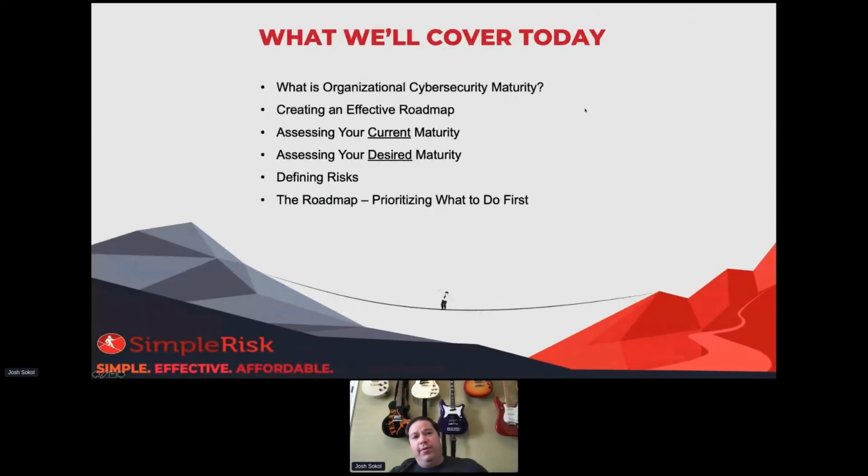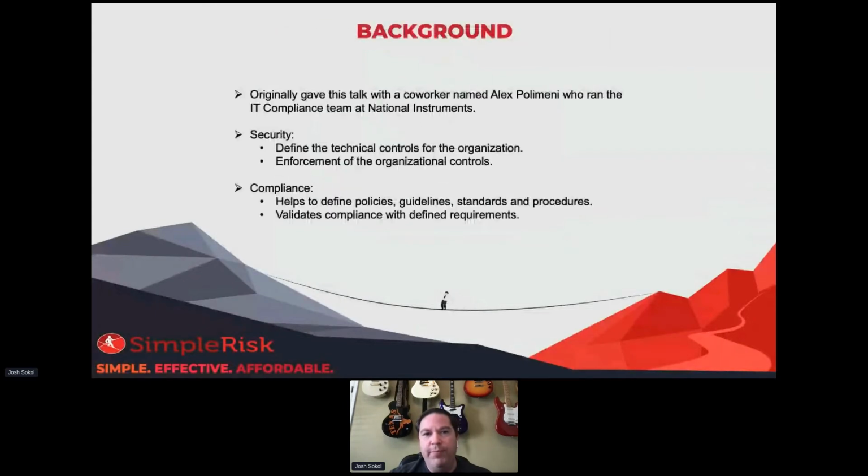In terms of what we're going to cover today, what's organizational cybersecurity maturity, how to create an effective roadmap. We'll talk about assessing current and desired maturity. We'll talk about risk, and then the roadmap piece. How do we get from point A to point B?